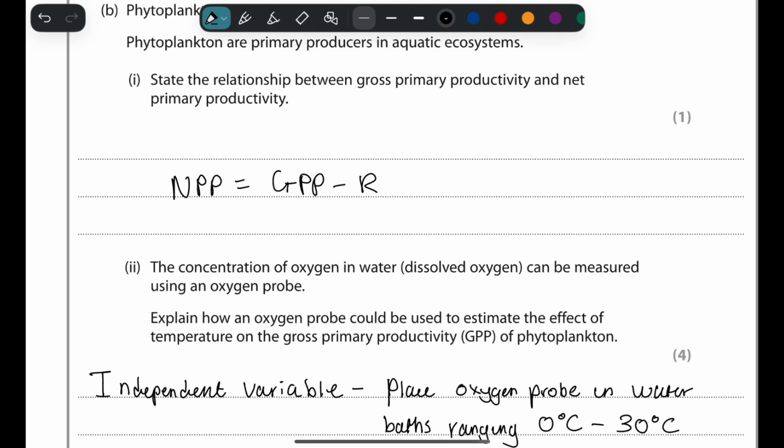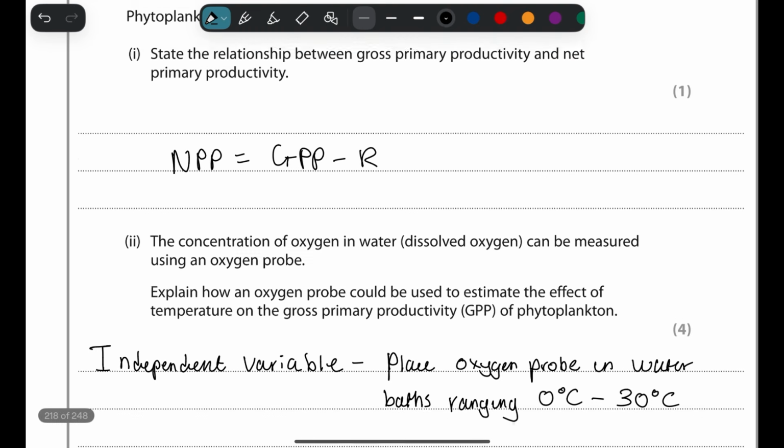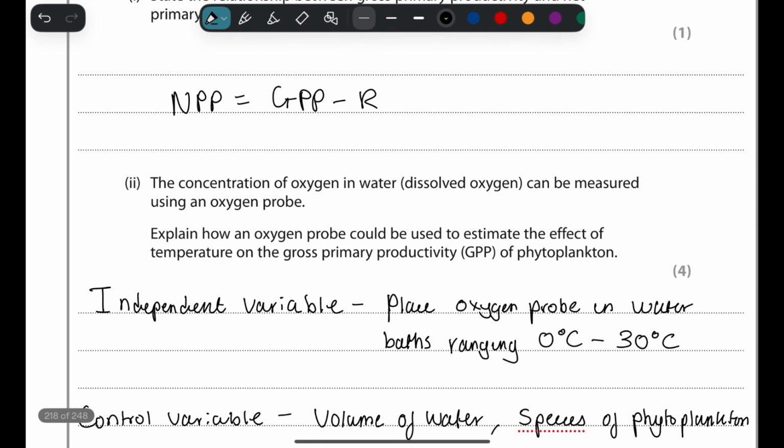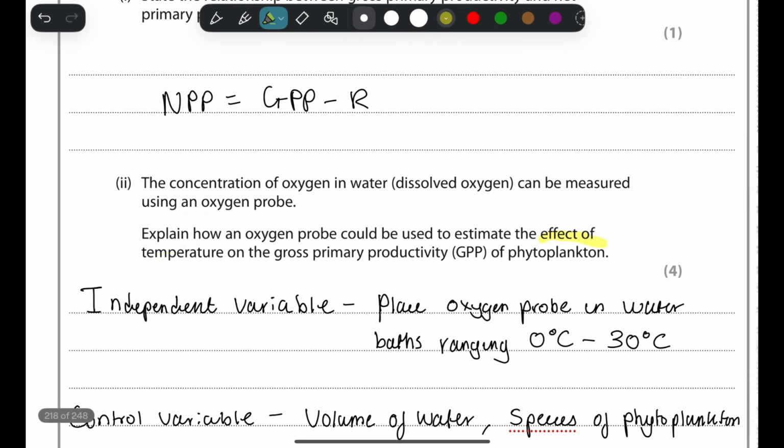So initially, the first one I'm thinking is GPP equals MPP plus R, but we can't actually measure GPP by itself. So we need to measure MPP and R. Practical question, always, please, do variables to start off with. So independent variable, and for a 4 marker especially, it's a good approach to have. I'm thinking it's going to be the temperature, because that's what we're measuring, and you can highlight the effect of temperature.